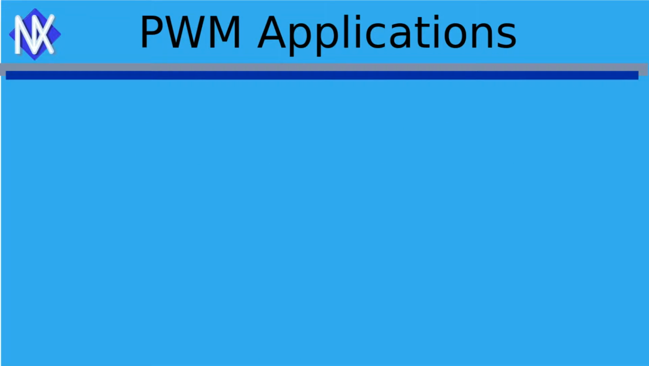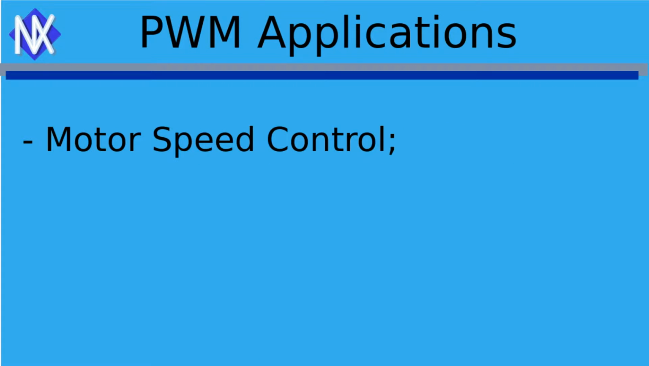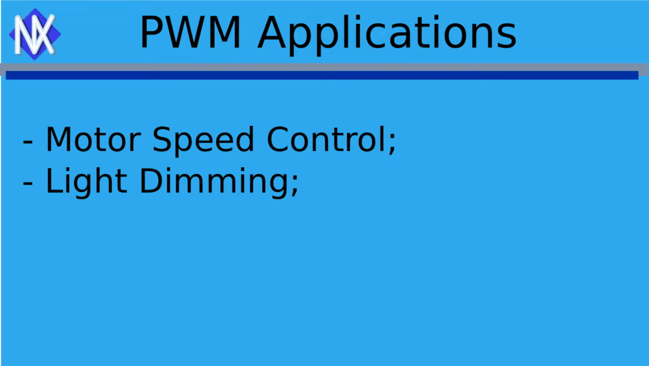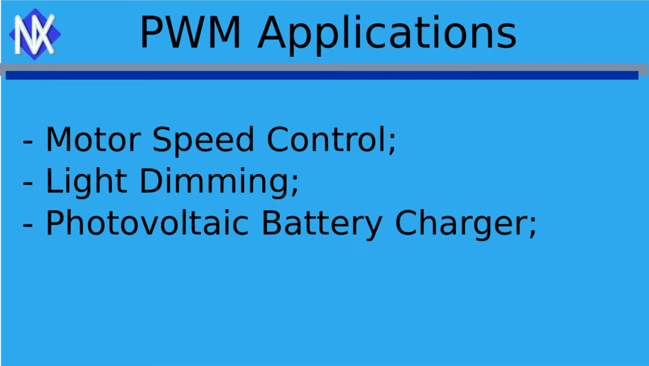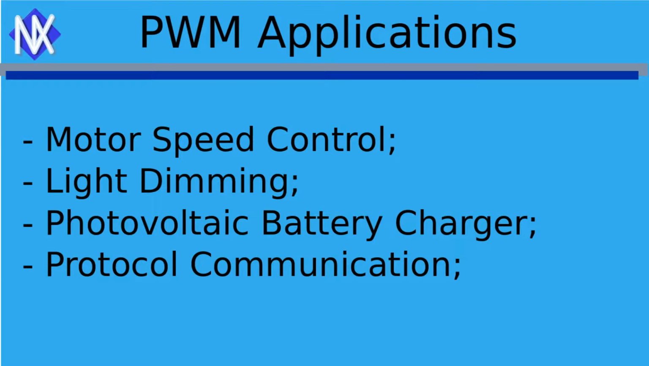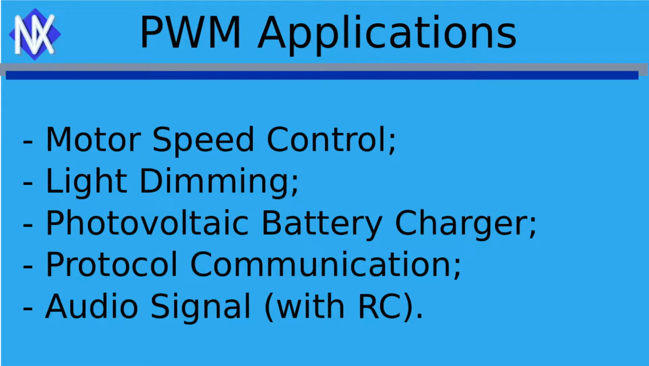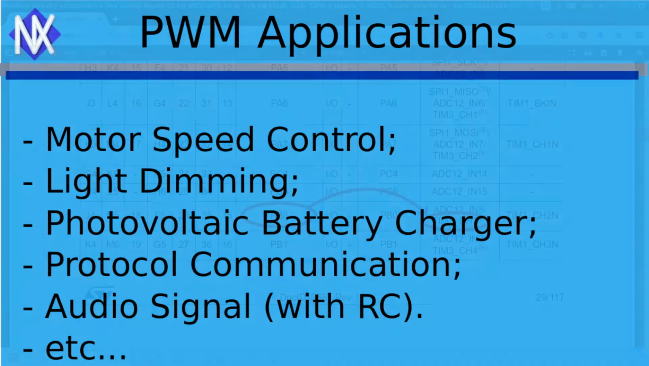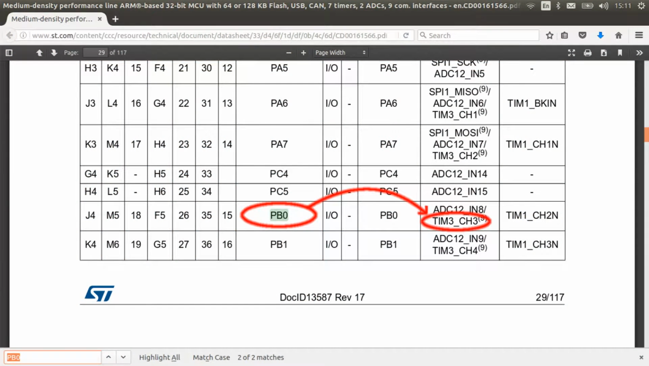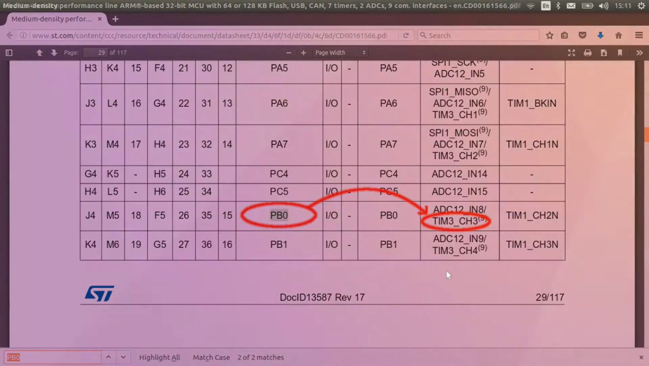PWM can be used in many applications, from motor speed control to light dimming, photovoltaic battery chargers, protocol communications, audio signal generators, and many other applications. We'll use the PB0 pin in timer 3 channel 3 to generate this pulse.